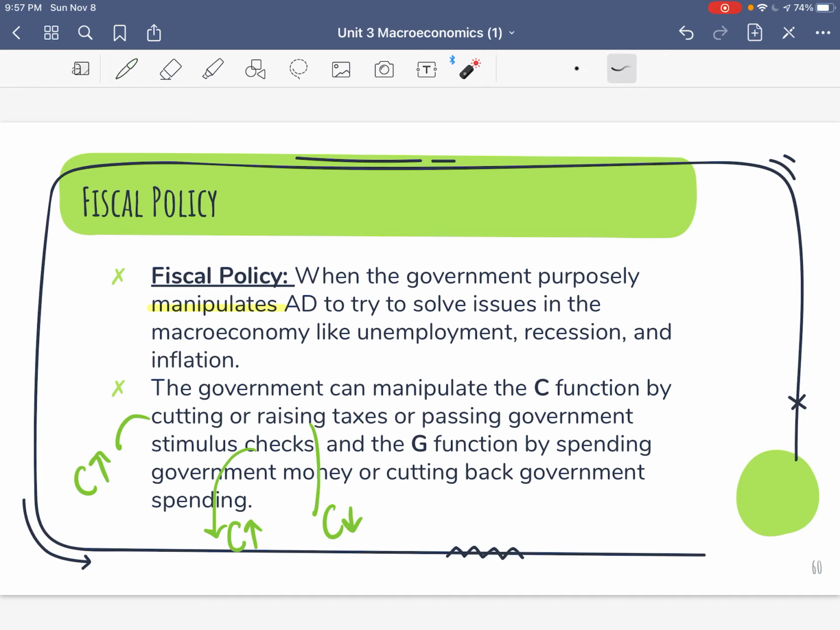They can also manipulate the G function by either spending more government money, and spending more government money, G would increase, or cutting back government spending, G would decrease, okay? And remember, if any part of AD, C, I, G, or X increase or decrease, the whole curve shifts. So this one, AD would increase here, AD would decrease here, AD would increase here, AD would decrease there.